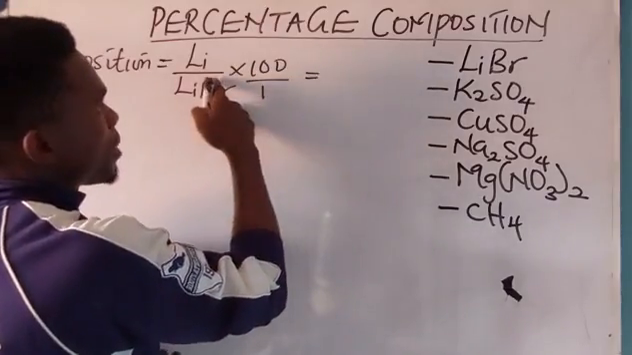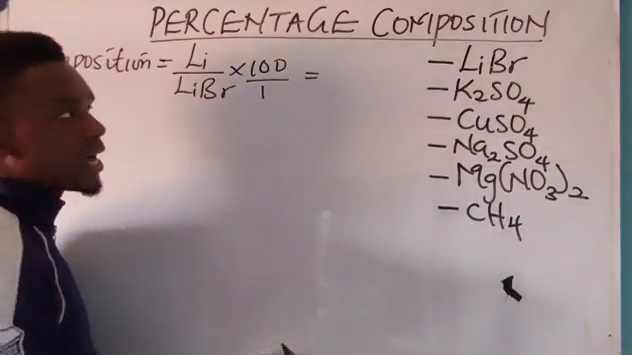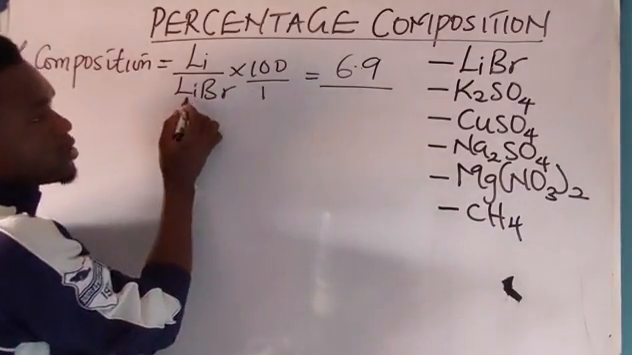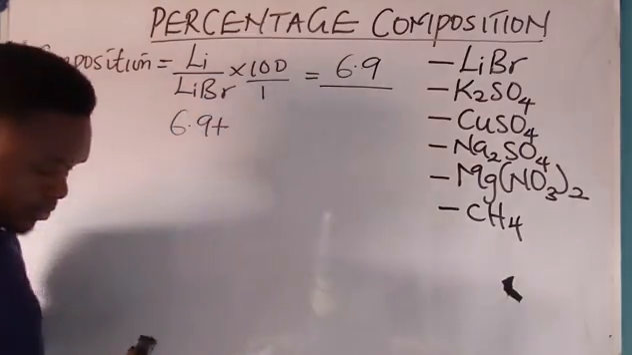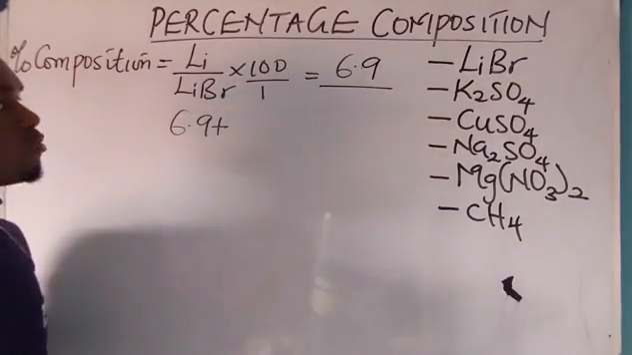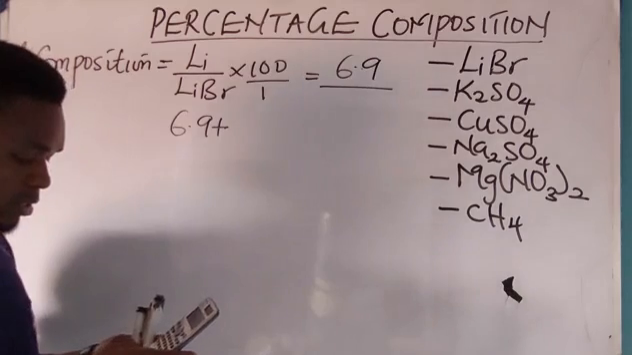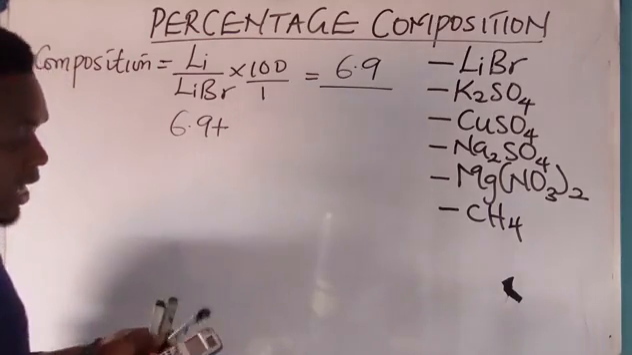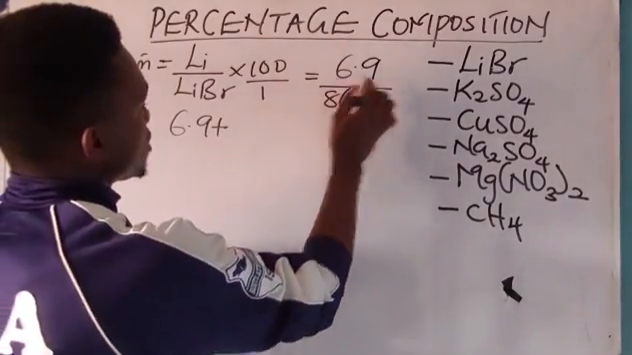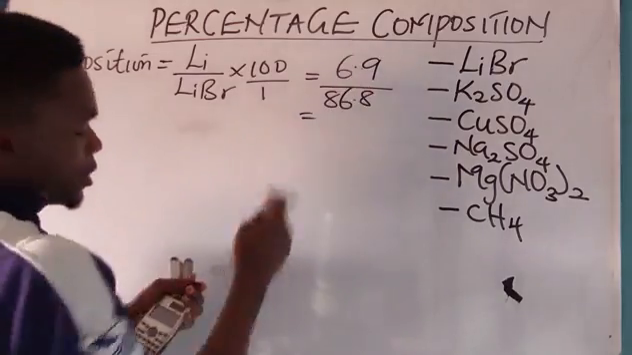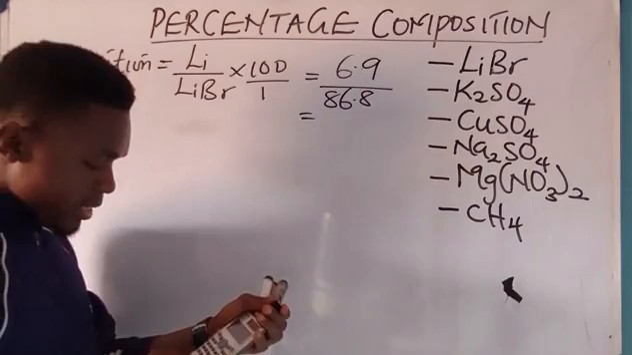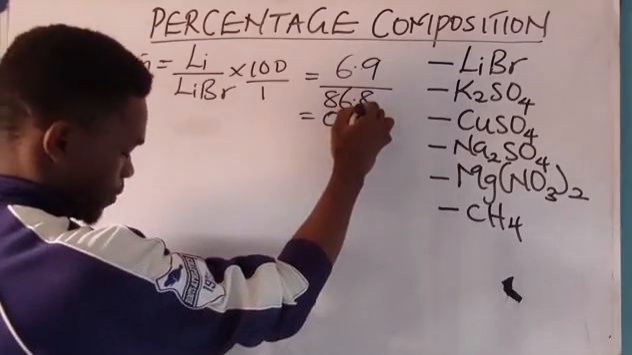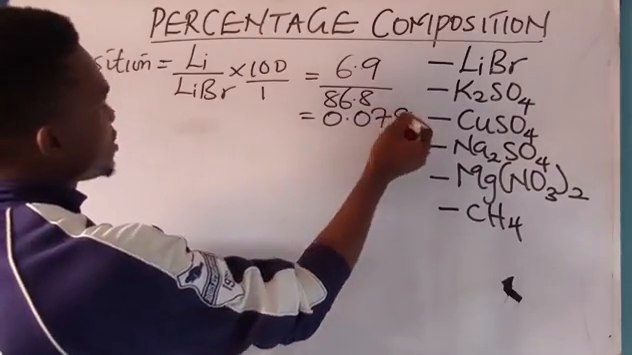Lithium has its atomic mass to be 6.9. All right, I'll use 6.9, then over I have 6.9 plus the atomic mass of bromine, which is 79.9. So 6.9 plus 79.9 equals 86.8. So you now say 6.9 divided by 86.8 equals 0.079.